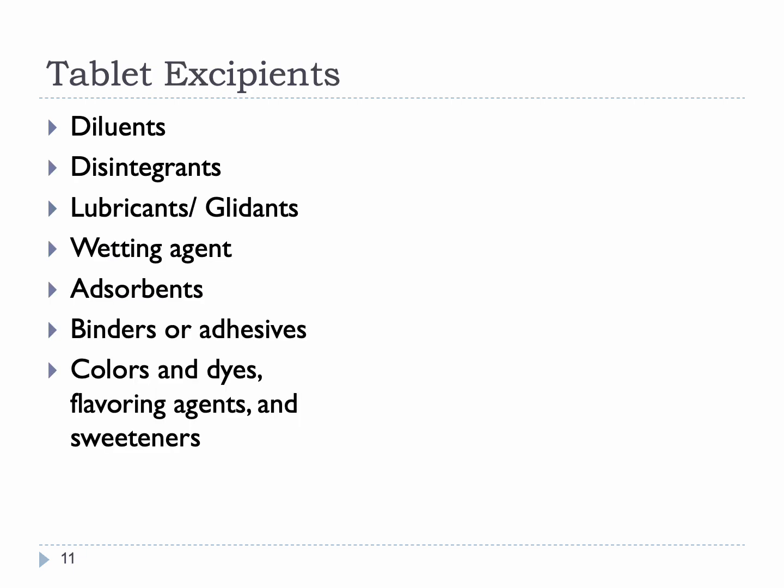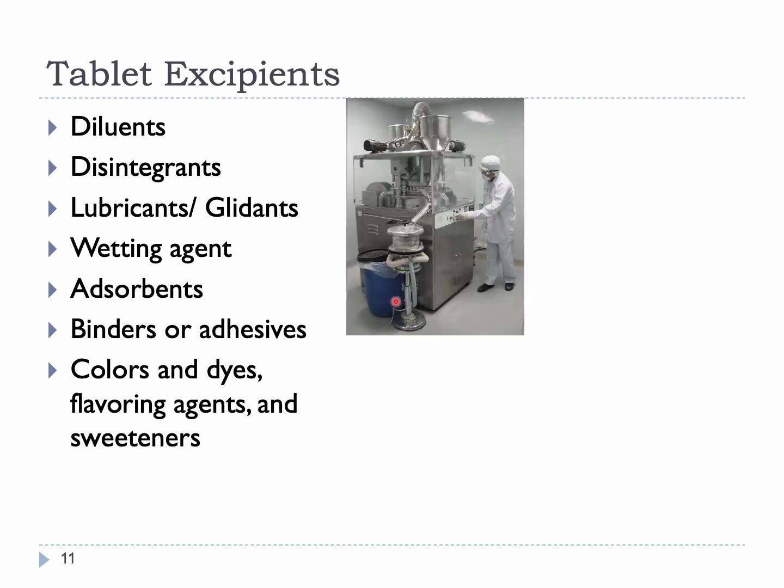In order to make tablets, there is a need for different excipients. In general, we need to have diluents, disintegrants, lubricants or glidants, wetting agents, absorbents, binders or adhesives, colors and dyes, flavoring agents, and sweeteners. The first four here are the major ones that are needed in almost every tablet.